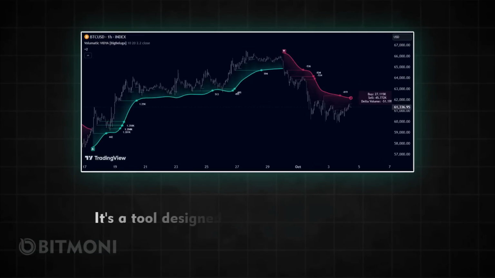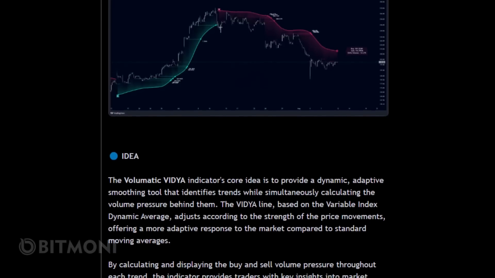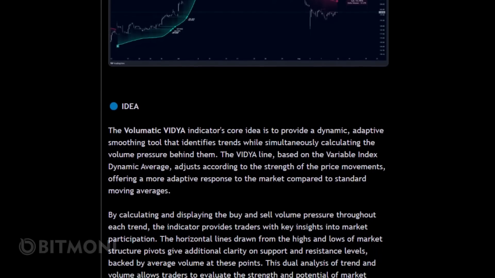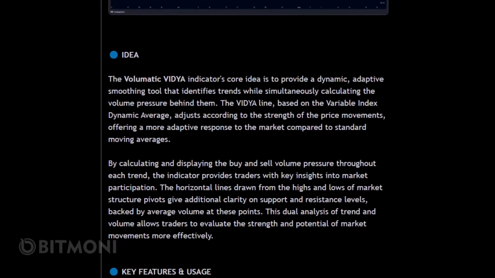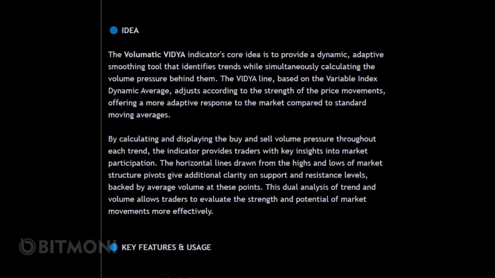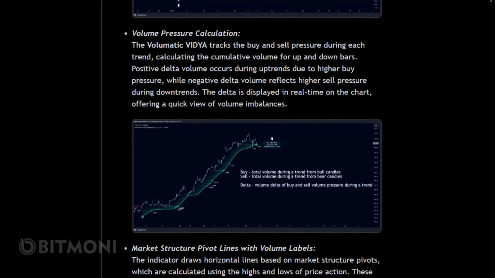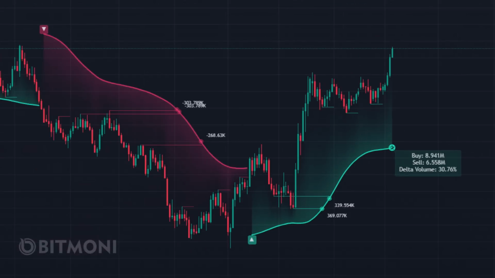Well, it's a tool designed to provide traders with a dynamic view of market trends and volume analysis. By combining the adaptability of the variable index dynamic average with volume analysis, it offers insights into both the trend direction and the underlying strength of price movements. In short, it not only identifies trends in the market, but also visualizes buying and selling volumes within each trending phase.